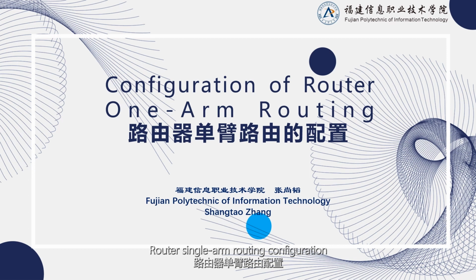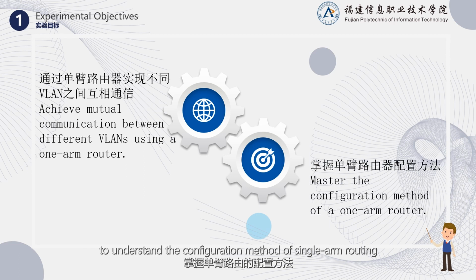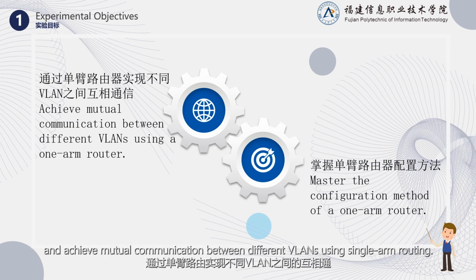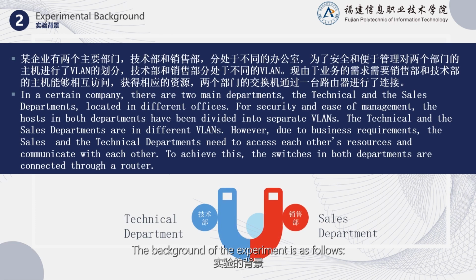Router single-arm routing configuration. First, let's take a look at the objectives of the experiment. To understand the configuration method of single-arm routing and achieve mutual communication between different VLANs using single-arm routing. The background of the experiment is as follows.